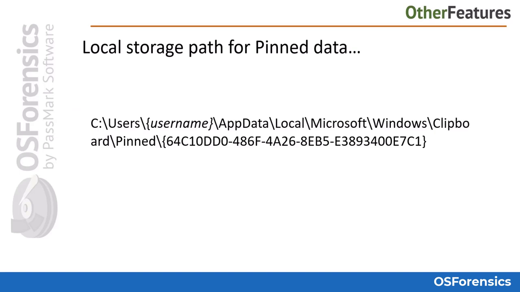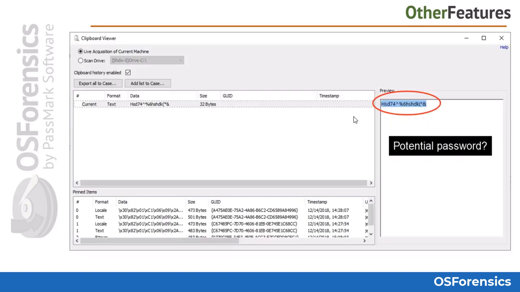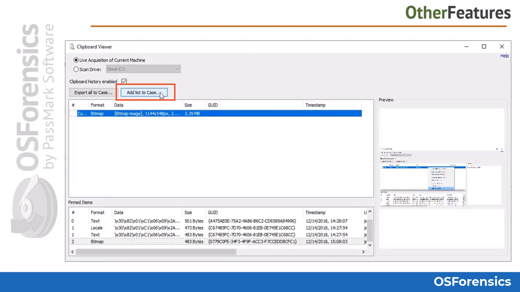Here is the storage path for the pinned data. In this slide, we see an example of a possible complex password that a user has copied to the clipboard. Adding clipboard data to your case is simple. Just click the Add List to Case button to add the clipboard data to your case.